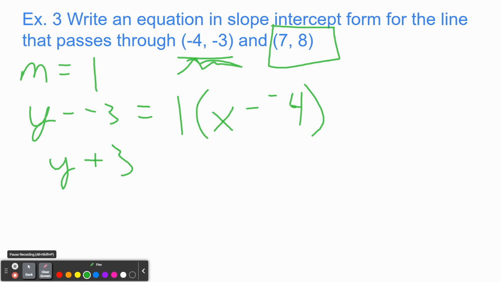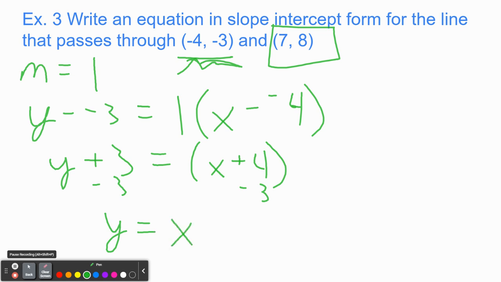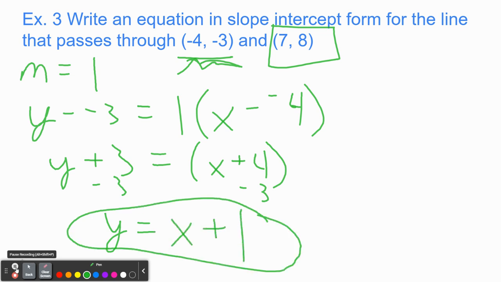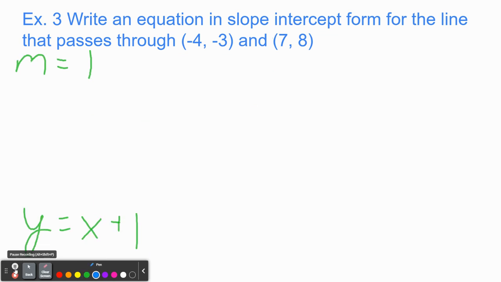I also can distribute the 1, but I think it's safe to say that that's going to remain as x plus 4. Subtract 3 from both sides. y equals x plus 1. Awesome. I have my equation in slope-intercept form. I found my slope, plugged it into point slope form, and then translated it from there. Let's do the other one to check and see if it still works.